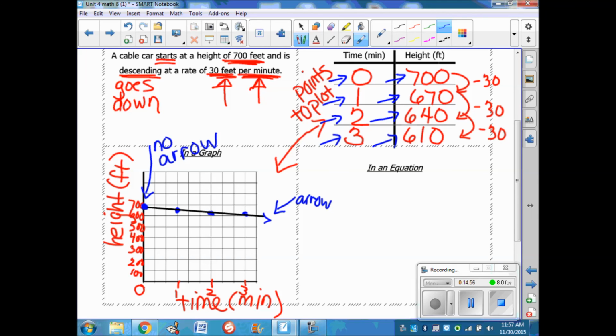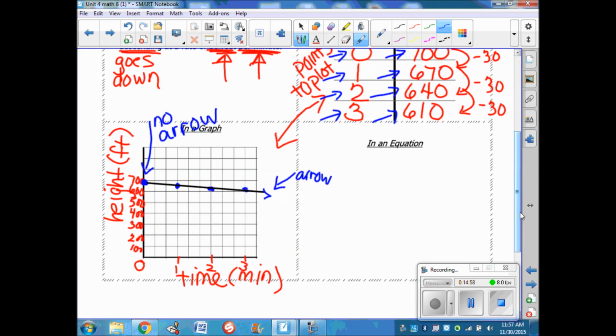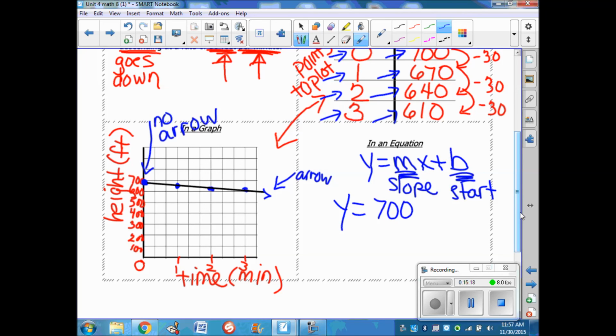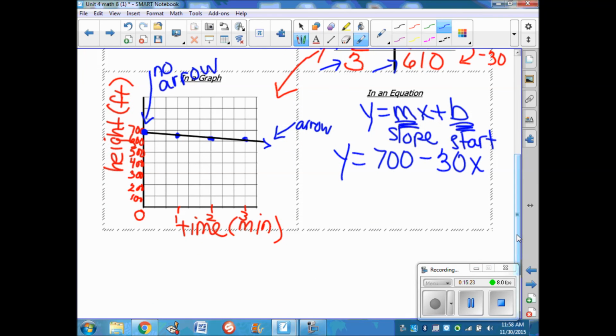Okay, and the last thing, write an equation. So y equals mx plus b. We know this information. We know the start, that's our initial, and we know our slope, that's the rate that it's going down. So y equals, let's write it, where did we start? We started at 700, and then we subtracted 30x. But if I want to put it in y equals mx plus b form, we would say negative 30x plus 700. Either one is okay. Either representation is totally fine.